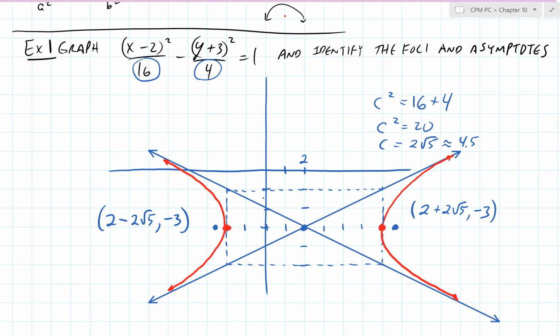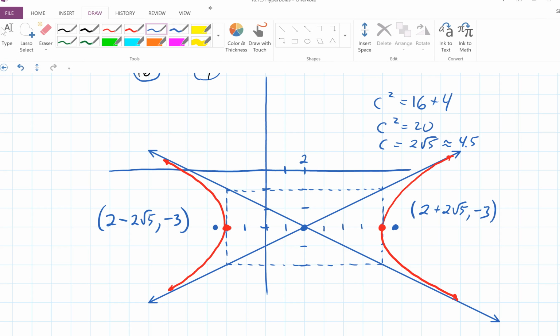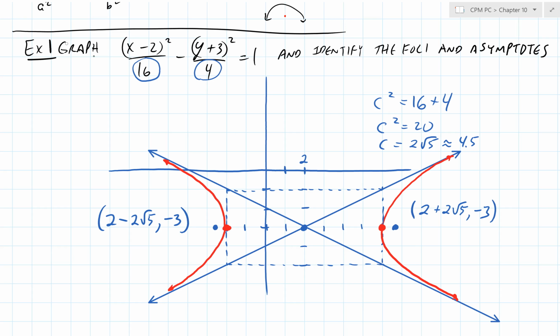Now we've drawn the asymptotes, but we didn't write the equations. So the equations of the asymptotes are pretty easy to write once we know the slope. And if you look at the box, the dotted box makes it real easy to find the slope. I'm going up 2 and over 4. So rise over run, 2 over 4. The slope of this asymptote would be 2 over 4, which is 1/2, which means the slope of this asymptote would be negative 1/2. And so now we can use the point slope form.